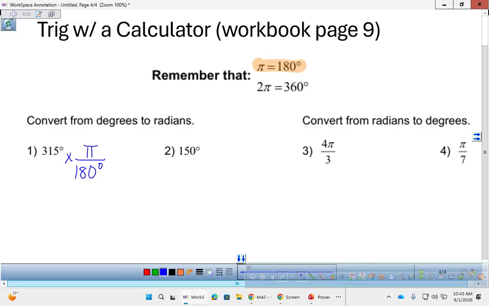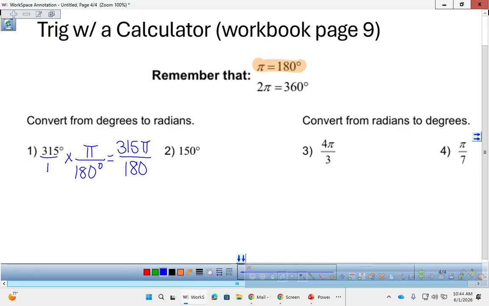When you multiply fractions, you do not need common denominators. So I can just do this. And when you multiply fractions, you go straight across. So it's 315 times pi over 1 times 180.